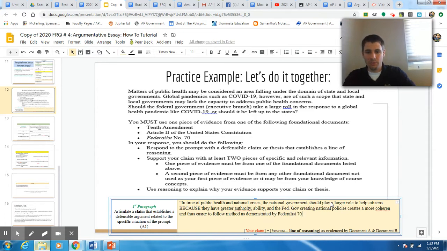I'm going to use one from Federalist 70, and let's use the Articles of Confederation. So again, I chose Federalist 70. That's going to be my first body paragraph. The Articles of Confederation I could choose. That's going to be my second. But my thesis has those 4 parts. I make a claim, yes, they should. I have because, a line of reasoning, and then what documents I'm going to use to find that evidence.